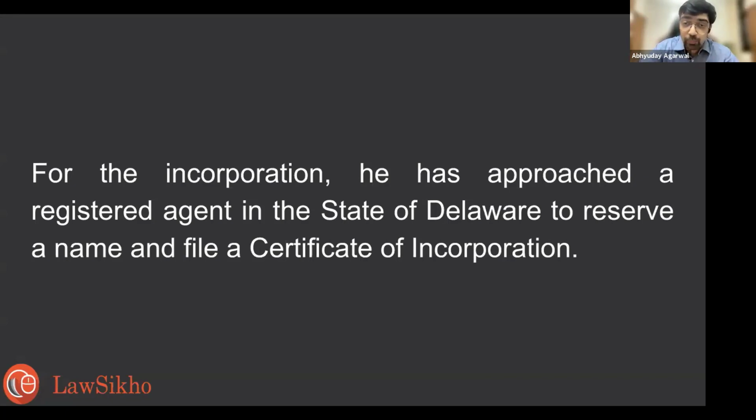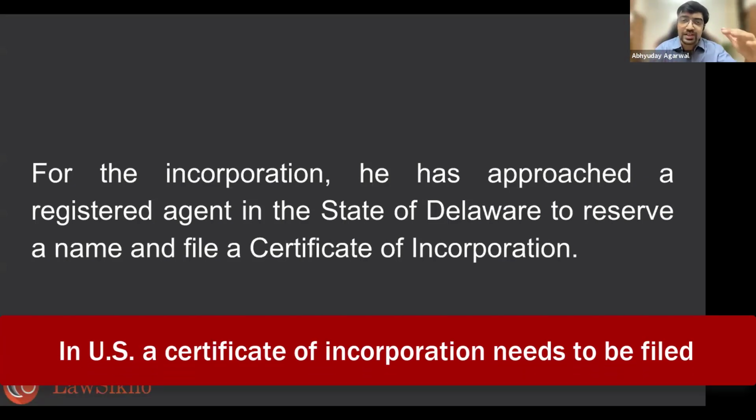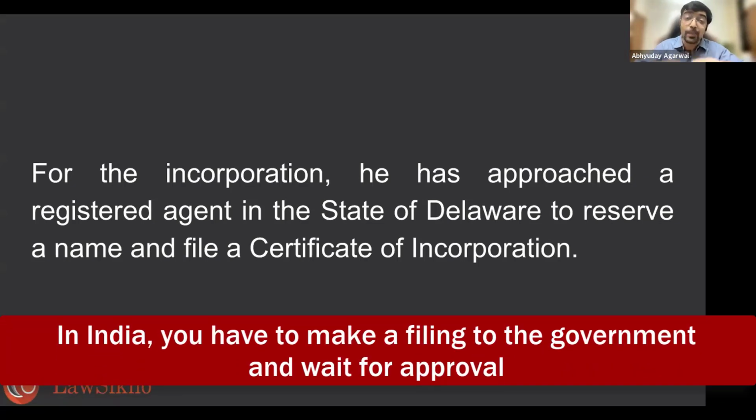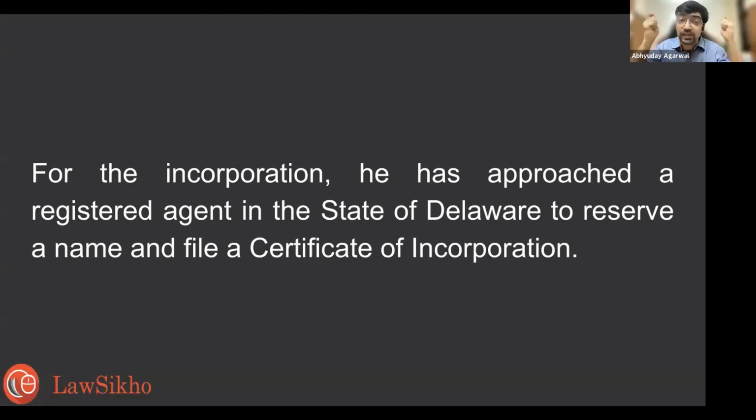So he has approached this person to reserve just the name of the company, Big Cats Incorporated, and to file a certificate of incorporation. In the US, you fill a half-page form, which is basically your certificate of incorporation. In India or in certain other jurisdictions, you have to make a filing to the government body, they approve all of that, and then they give you a certificate saying your company is incorporated. In Delaware, the cool thing is that you reserve your name, then you just fill a half-page form, self-sign it, and file it. And that is your certificate of incorporation.